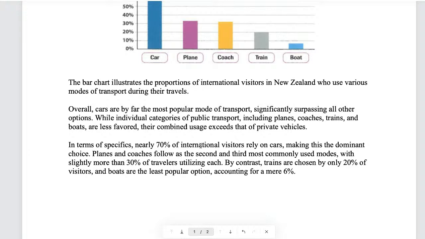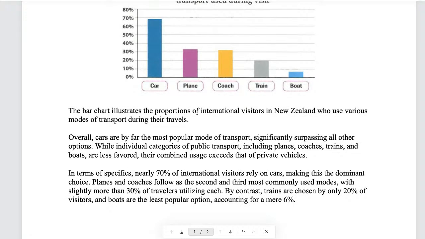Alright, now tell me how many percent of international visitors using cars? 68. Yeah, so you can write nearly 70%, okay? Now you can write in terms of specifics, comma, phẩy đó. Thầy đang hướng dẫn các bạn viết đúng chuẩn nha, các bạn viết cho chính xác nhau. Rồi, nearly 70% of international visitors.